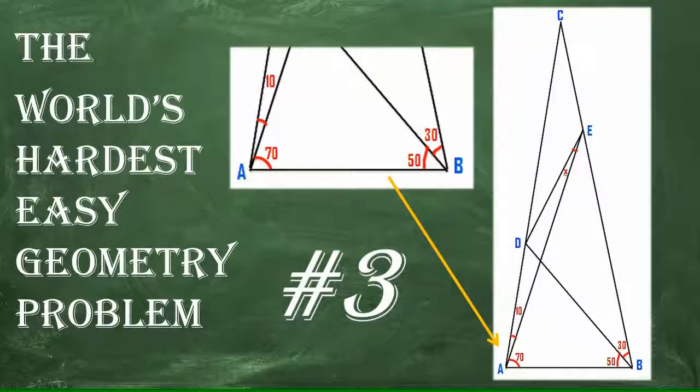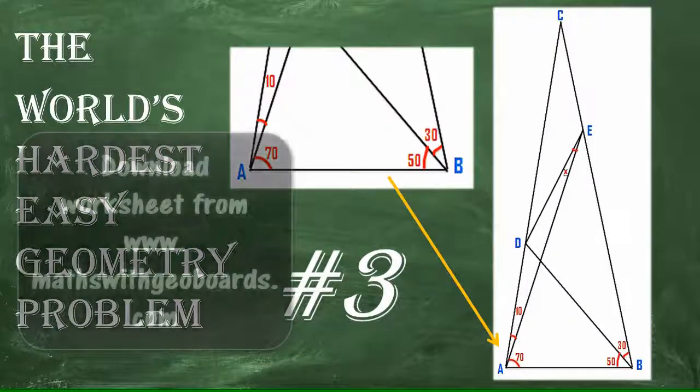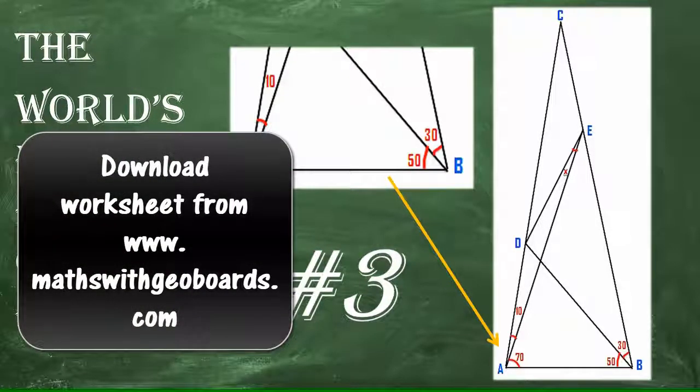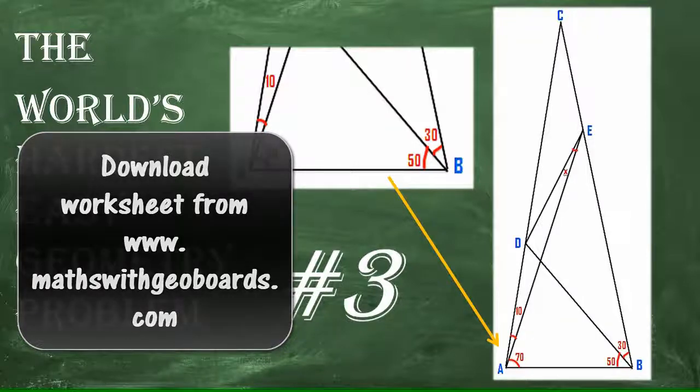G'day. This is the world's hardest easy geometry problem, number 3. It's called that because we can only use isosceles triangles, equilateral triangles and congruent triangles to solve these problems. I have a worksheet which is free to download from my website, and I'm hoping that you will download it and do the problem along with me, because that's how you learn geometry, by doing it.